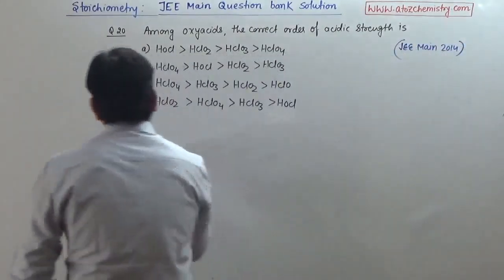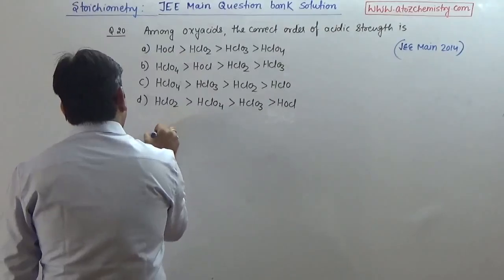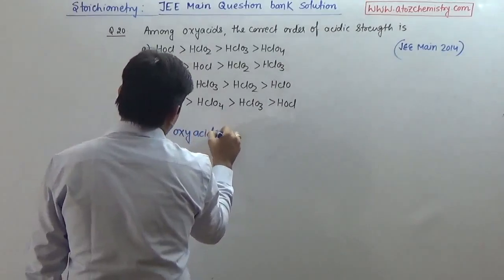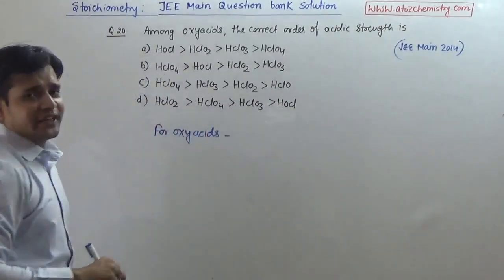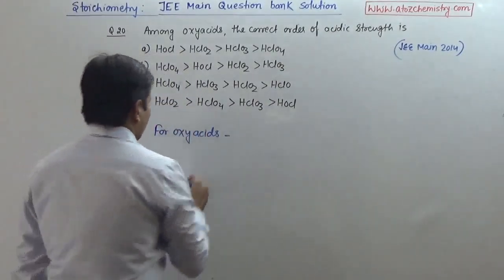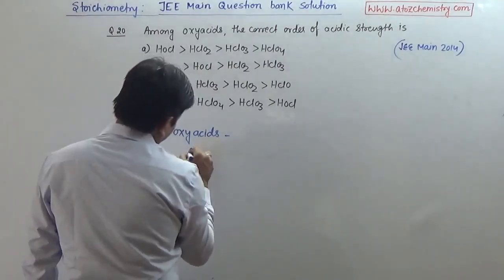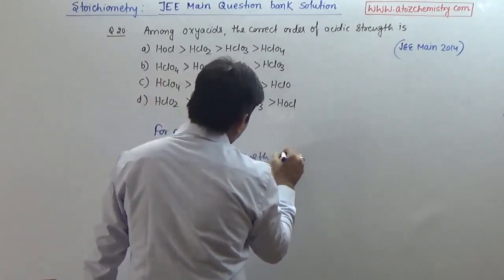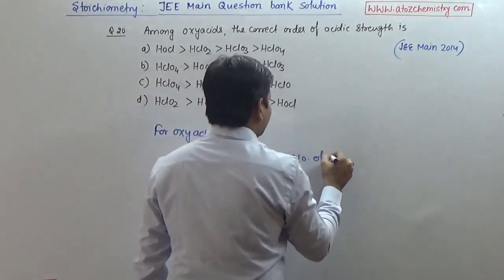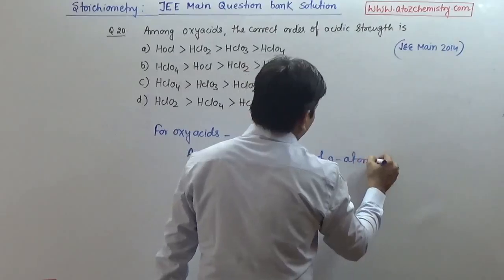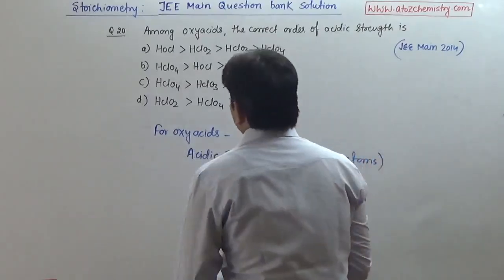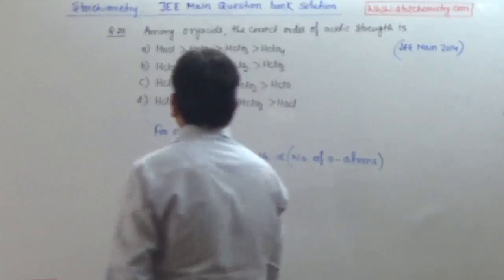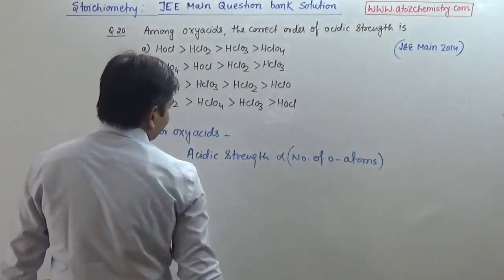I have discussed previously that for oxy acids, most of the oxy acids, there are some exceptions, let's say like phosphoric acid, phosphorus acid. Acidic strength, in case of oxy acid generally, is directly proportional to the number of oxygen atoms. Higher the number of oxygen atoms, greater will be the acidic strength, and this is due to electron drifting. So the correct order will be C.